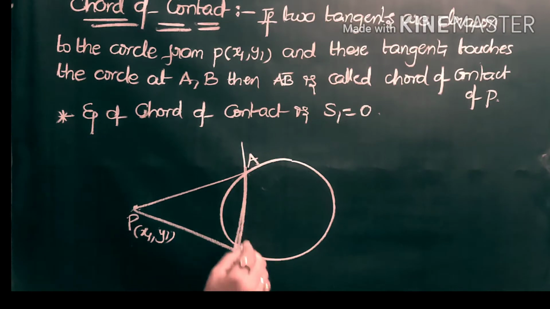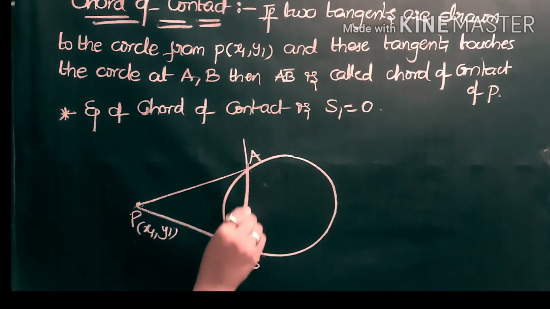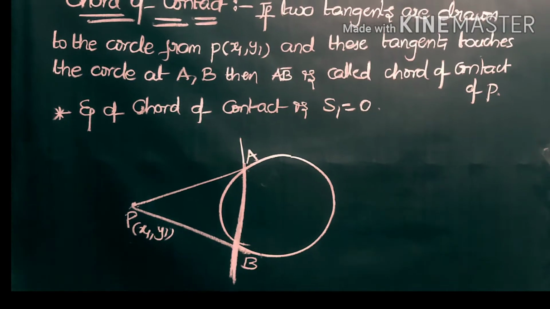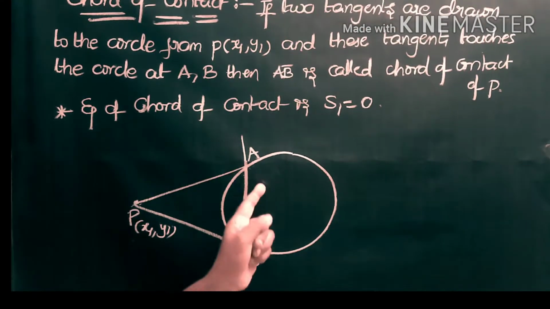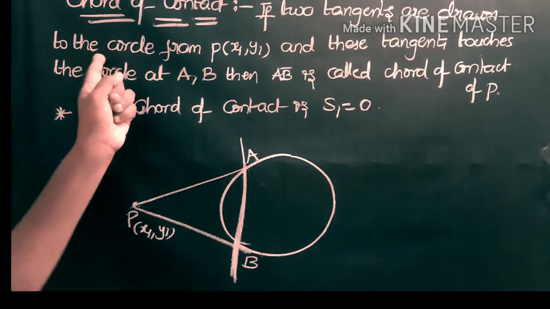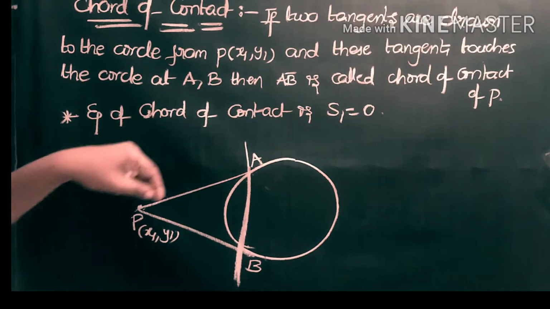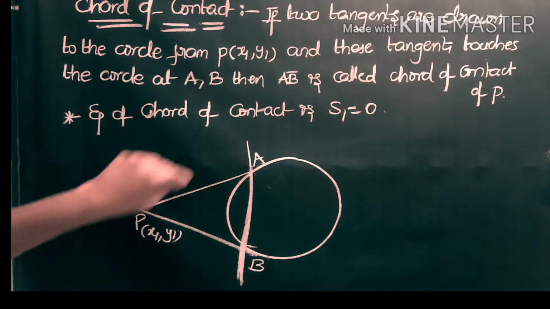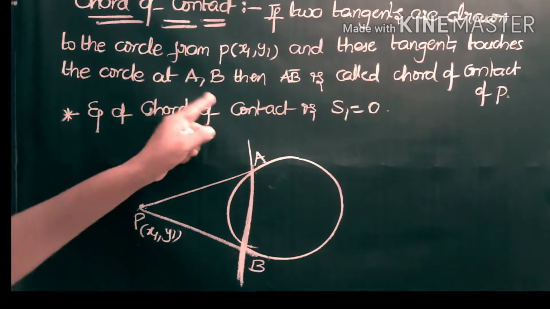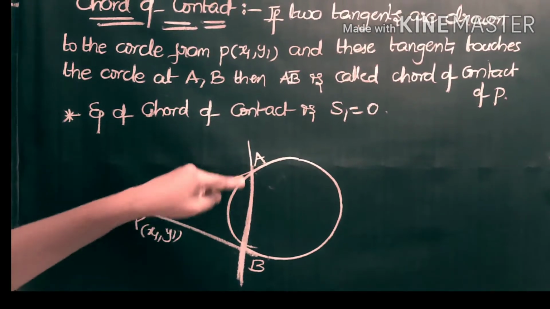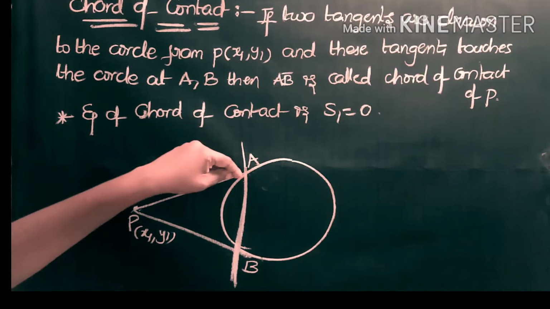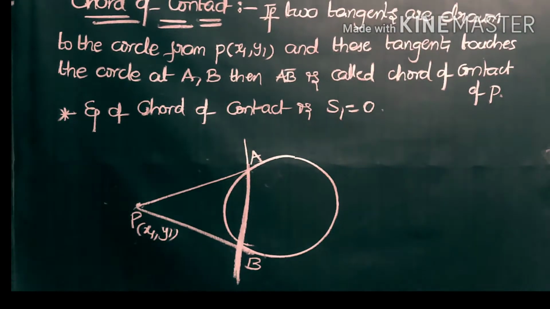The line joining these two points A, B is called the chord of contact of P. Now this is the definition: if two tangents are drawn to the circle from the point P(x1, y1), and these tangents touch the circle at the points A, B, then the line AB is called the chord of contact of P.